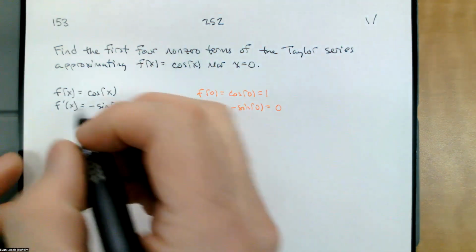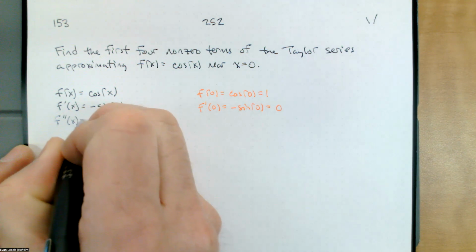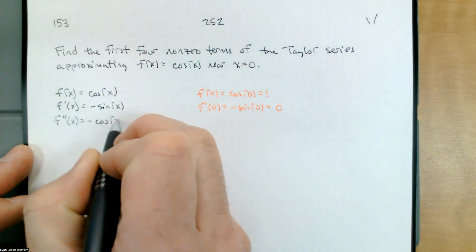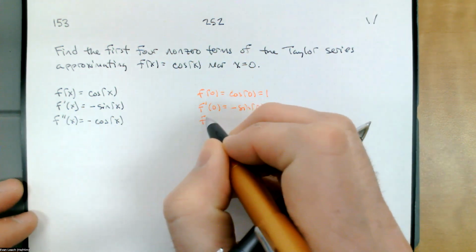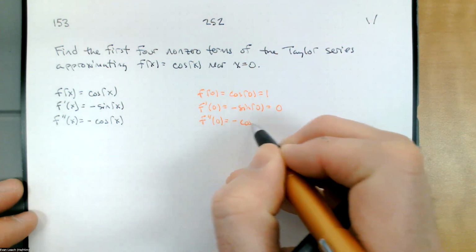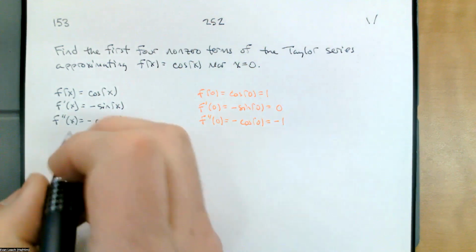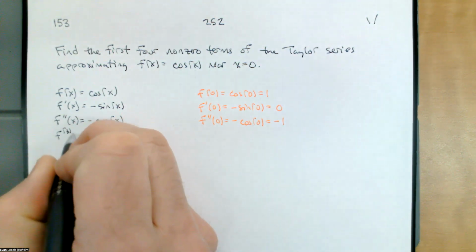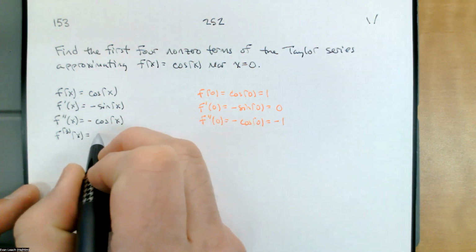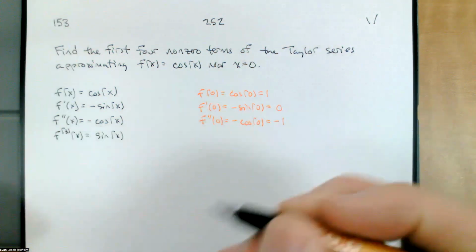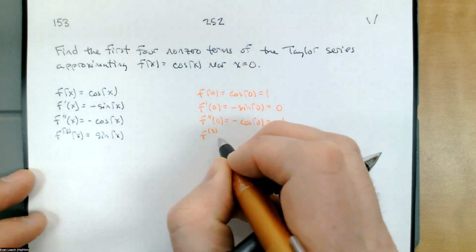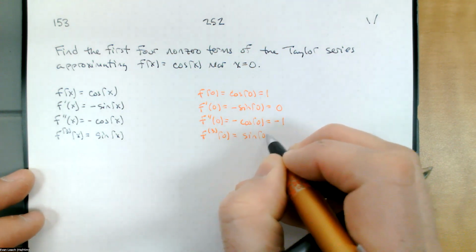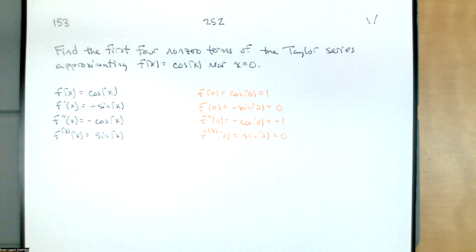So let's find some more derivatives. F double prime, the derivative of negative sine, is negative cosine. So f double prime at 0 is negative cosine of 0, which is negative 1. F triple prime is sine. And so the third derivative at 0 is also 0. Even though we have 4 derivatives, we can just start with the 0th derivative, we've only got 2 non-zero terms.